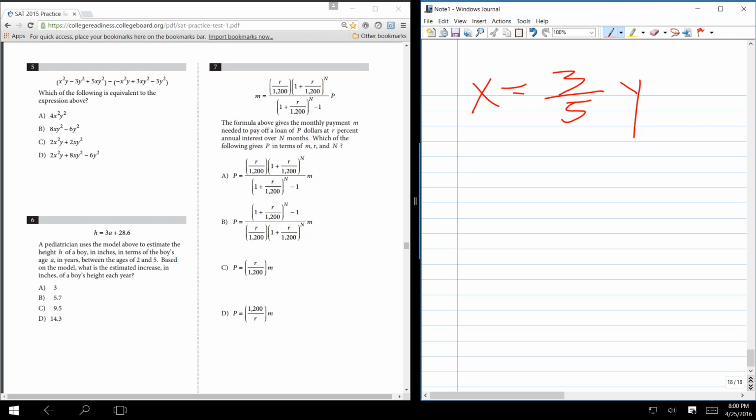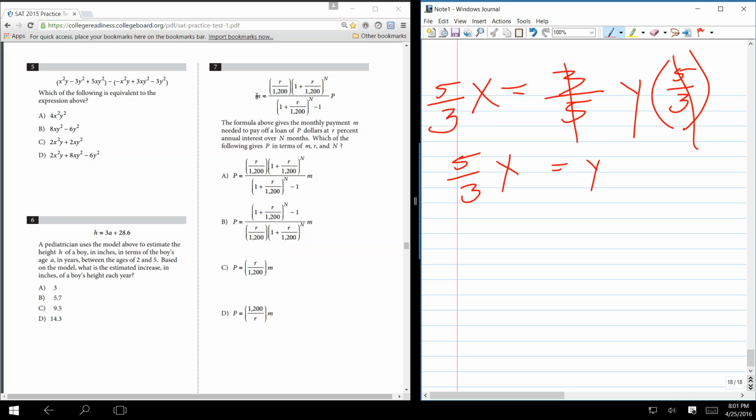Put the 3/5 on the other side. Well, close. You want to get rid of the 3/5, right? Yeah. How about if I multiply both sides by the reciprocal? The reciprocal, yep. There you go. That gets rid of the 3/5 completely and solves for y. So y is equal to 5/3 x. Okay?